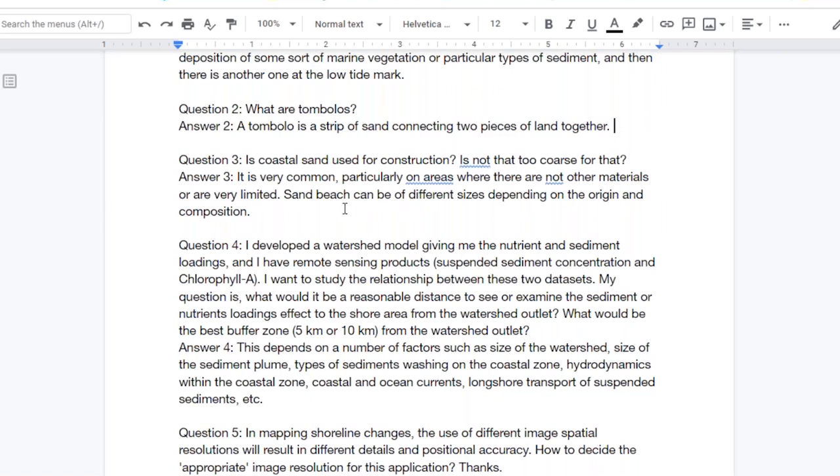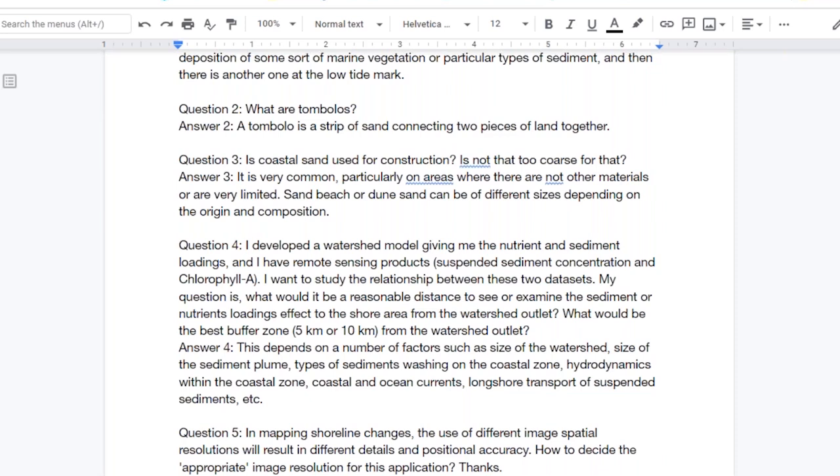Okay, is coastal sand used for construction? Is it not too coarse for that? Unfortunately, it's very common. Not only beach sand, but also dunes are used a lot in some places for construction, dune sand, because sometimes it's what is there. It's usually used in areas where there are not that many other materials, or materials are very limited. So beach sand and or dune sand can be of different sizes. Thinking about the second question, is it coarse? No, the grain size can vary depending on the origin and the composition, from fine grain sands to coarser boulders.